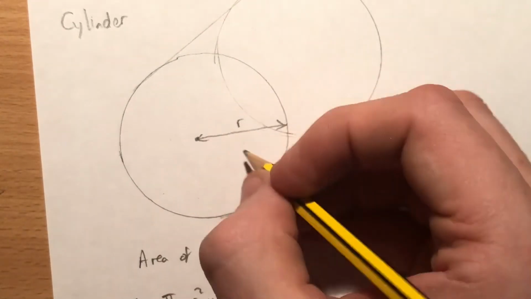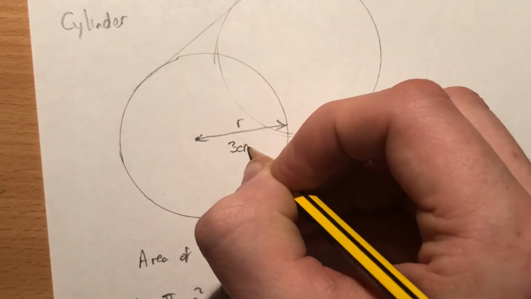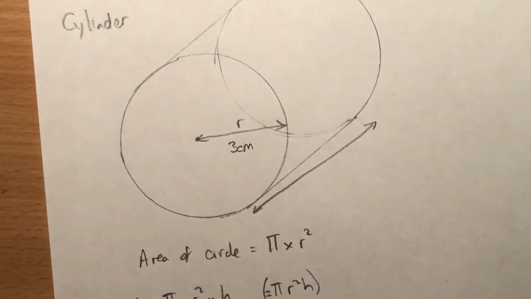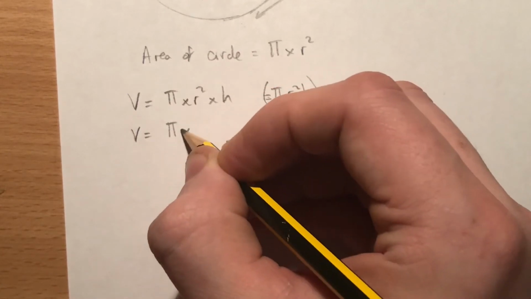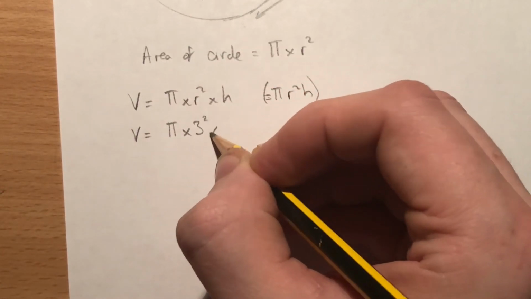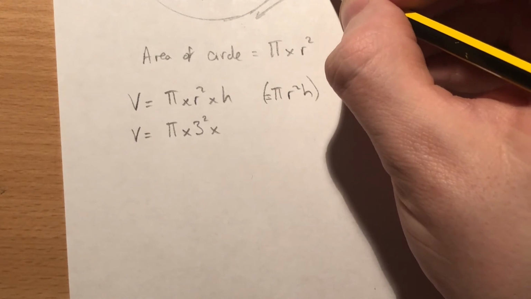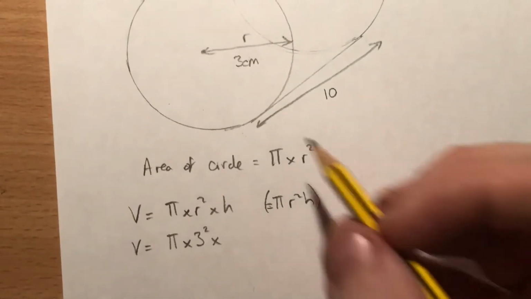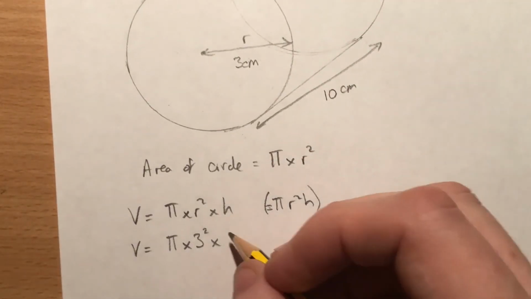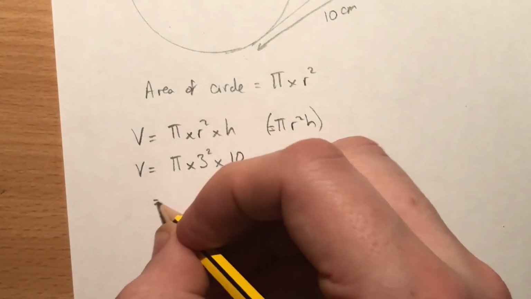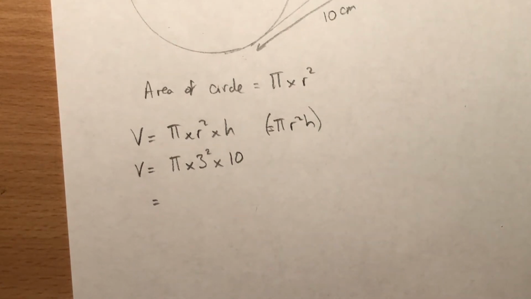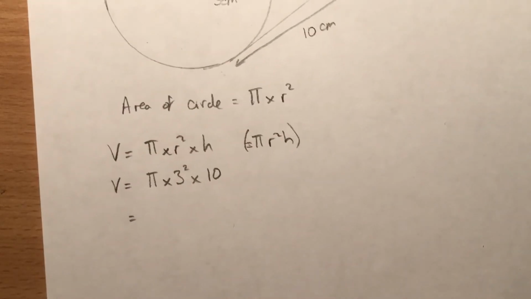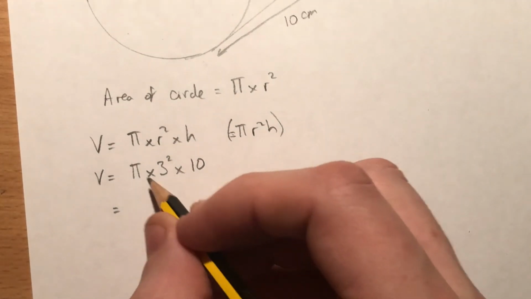So let's say we're told that this is 3 centimeters. So volume equals pi times 3 squared times, let's make that 10. 10 centimeters go that way. So times by 10. Now, normally I'd be asking you to use the pi button on your calculator, and I've not got my calculator with me. So just give me 2 seconds. Let's assume that this is 3.14.